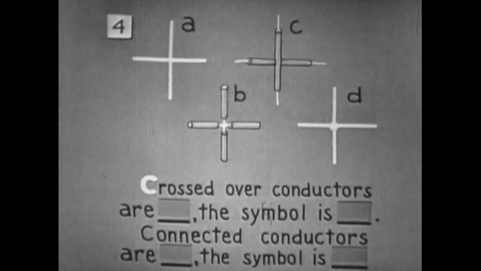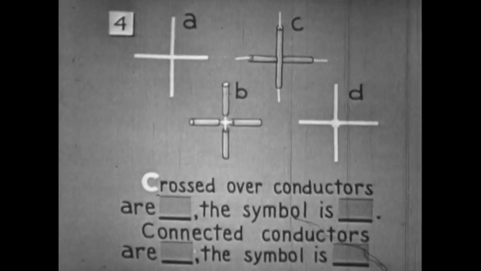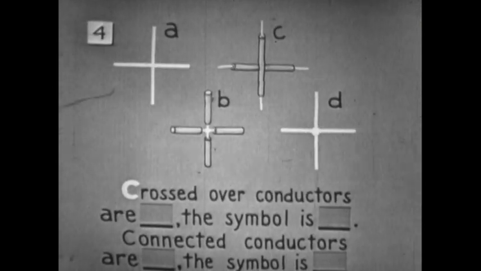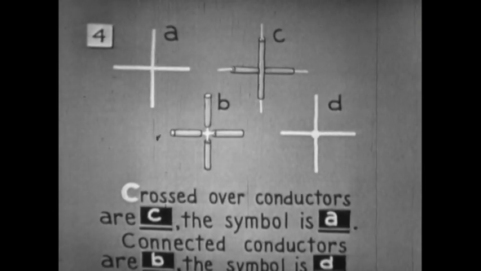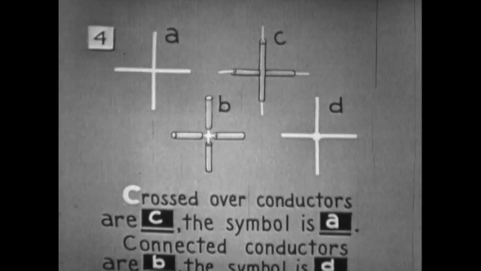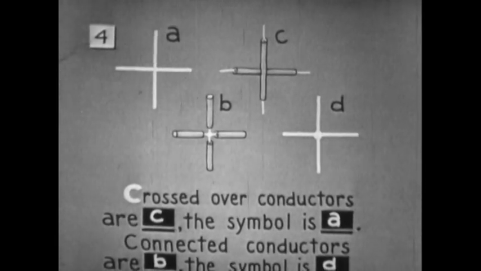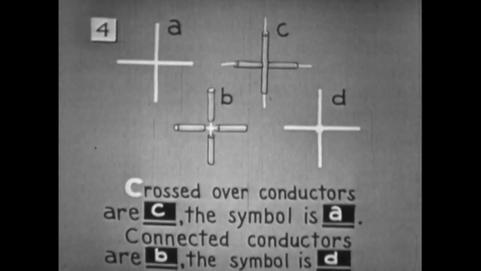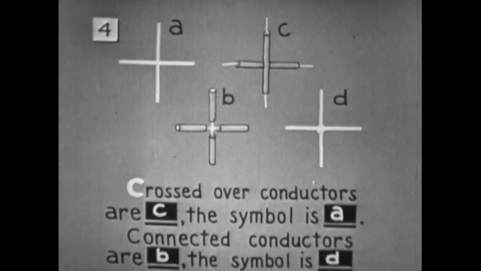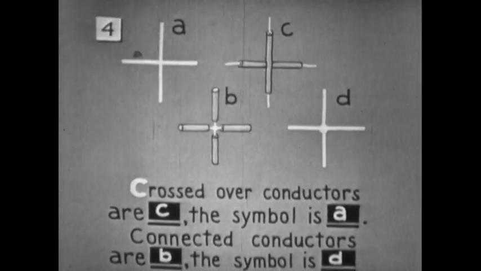Now fill in the blanks in number 4 with the correct letters. The correct answers are C, A, B, and D. Only that order is acceptable. This is a good time to discuss another method of symbolizing crossed over and connected conductors. I'll explain this method because I'm sure you'll come in contact with it at one time or another.